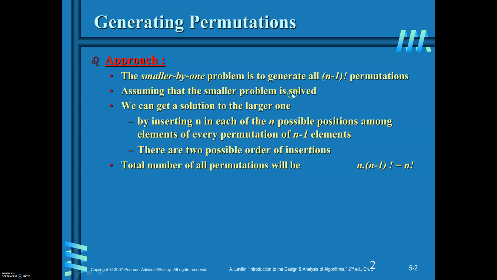Assuming that the smaller problem is already solved, we can get a solution for the larger one by inserting n in each of n possible positions among the elements of every permutation of n-1 elements. There are two possible orders of insertion. One is from left to right, the other one is from right to left.